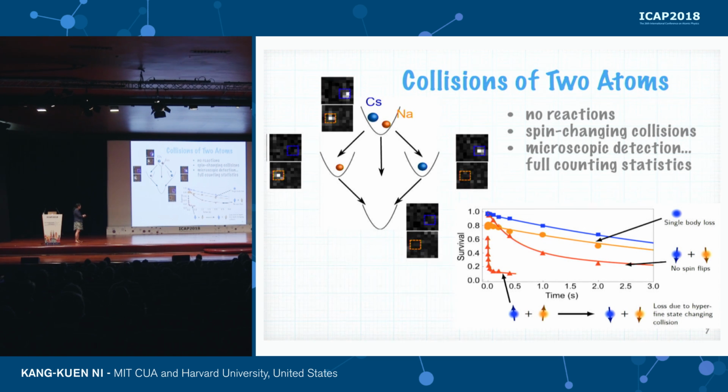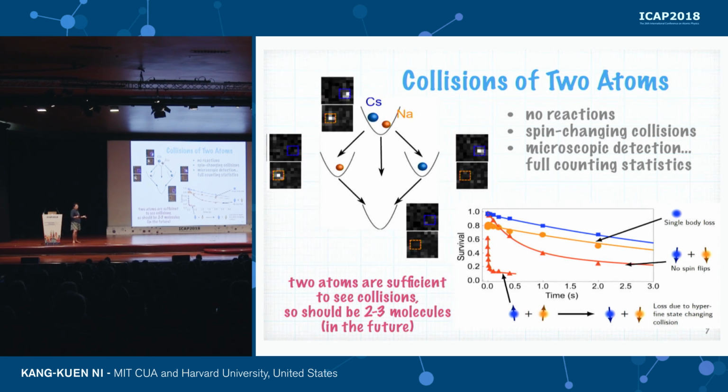I don't really want to go into detail of all the different scenarios that we can study, other than to say that in the case where we have a mixed hyperfine state, we have a very fast time scale, 8 milliseconds on this time scale, to see this type of loss. The punchline here is that 2 atoms are already sufficient to see collisions, and we're interested in putting in 3, and also in the future, we're aiming to do 2 or 3 exact numbers of initial conditions to see these collisions with molecules.